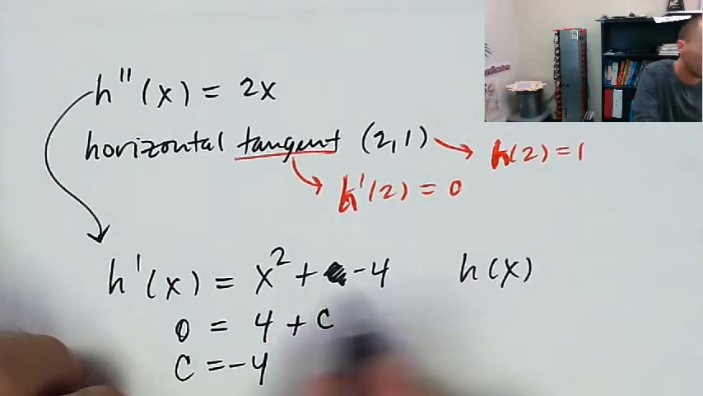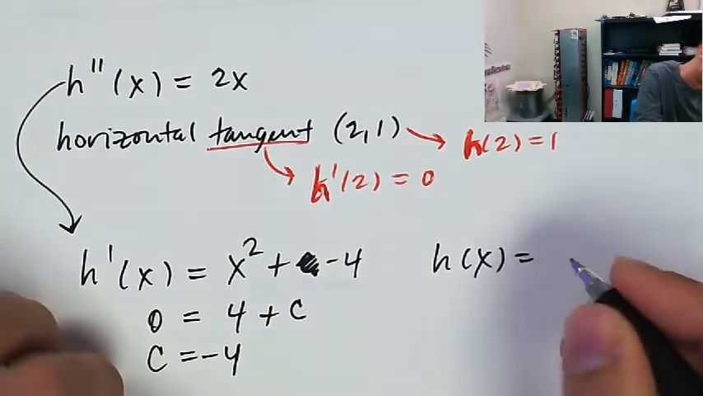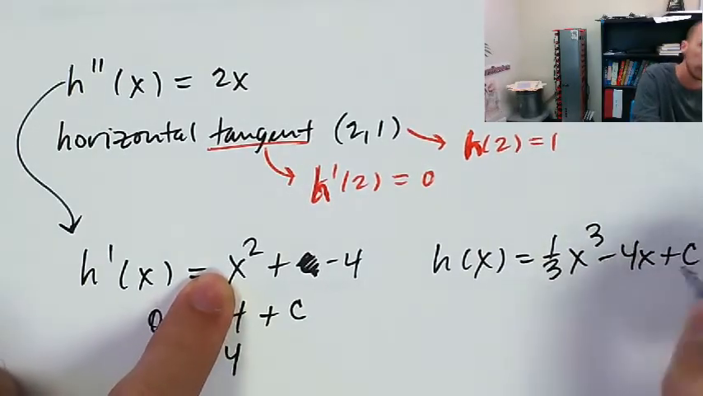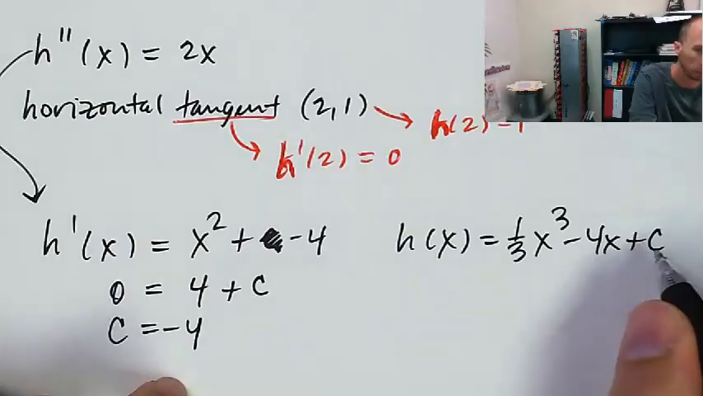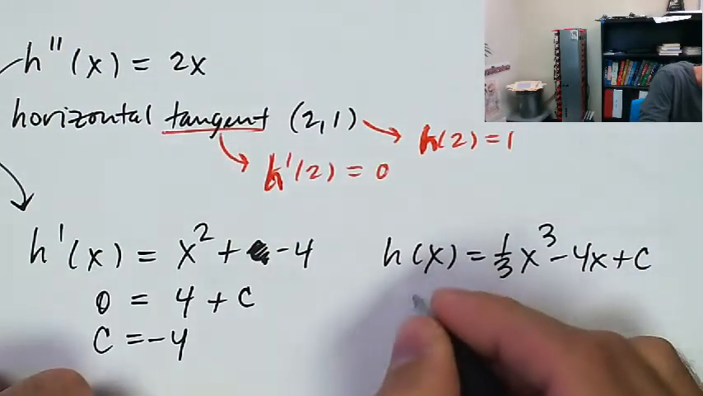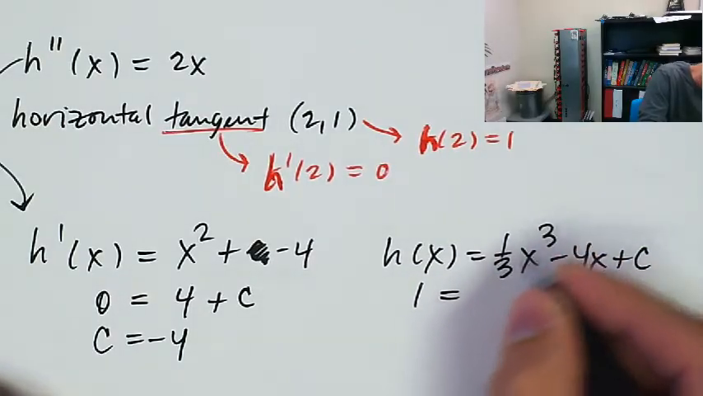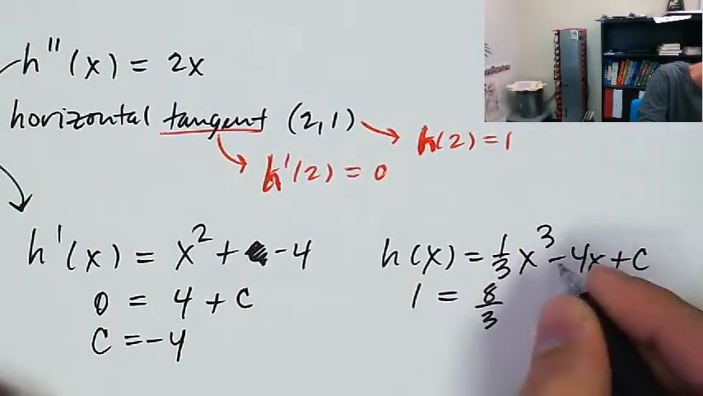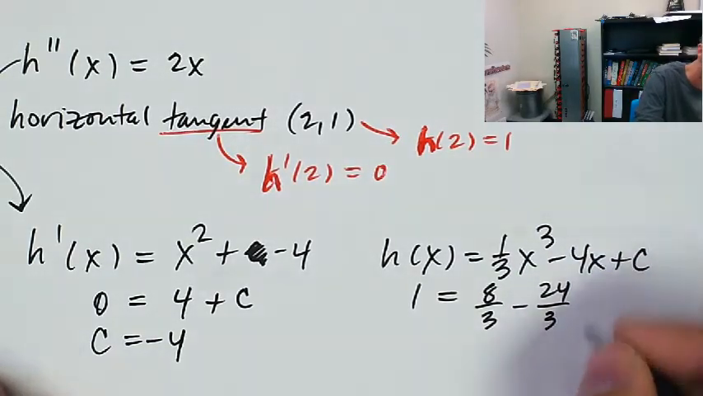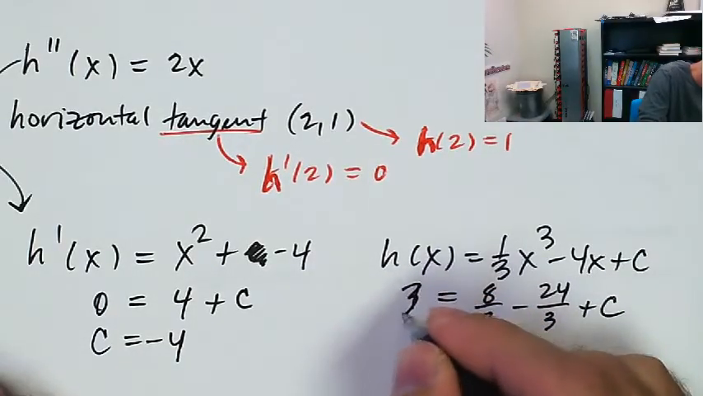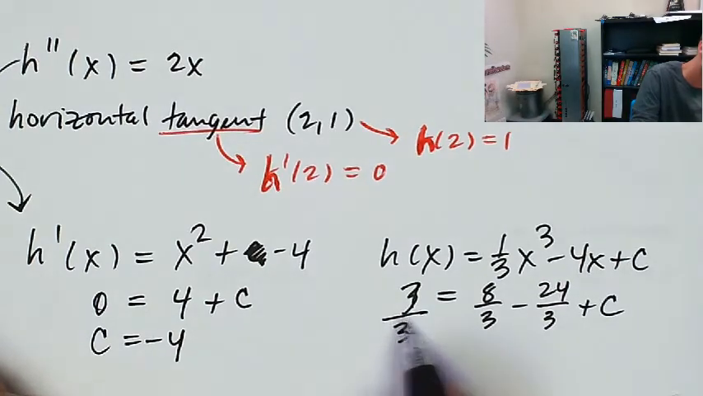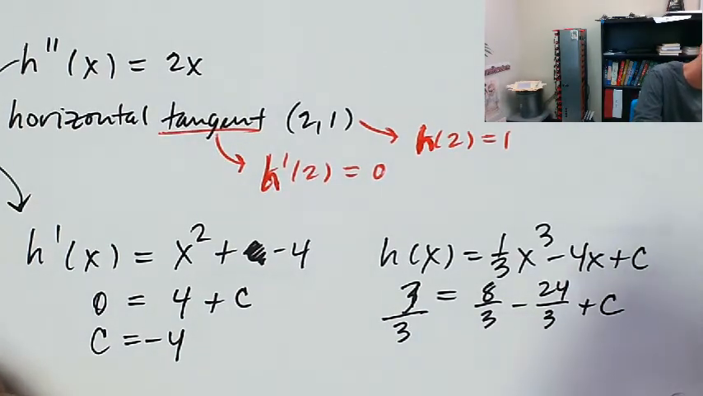So h of x is what I get when I anti-differentiate this thing, and I'm going to get 1/3 x to the third minus 4x plus c. Then I'm going to solve for the c by plugging in h of 2 equals 1. So 1 equals 1/3 of 2 to the third, so that's 8/3, minus 4 times 2 is 8. I know I'm going to need to go into thirds, and that's going to be 3/3. So if I add over here, that'll be 27 minus 8 is 19.